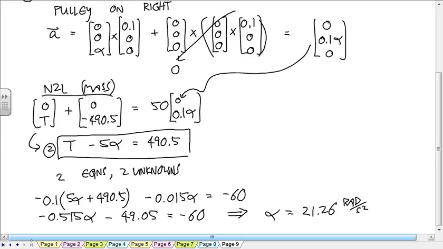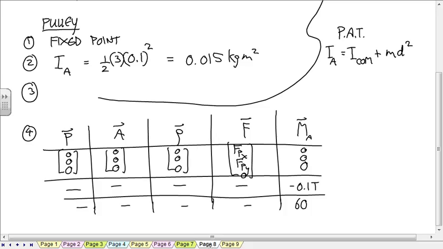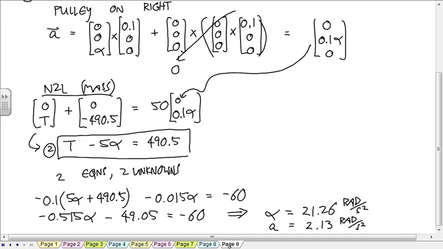So the acceleration is 0.1 times alpha. So 2.13 meters per second squared, which I hope is smaller. We'd expect it to be smaller, but maybe not drastically smaller than in the other case. And 2.19 compared to 2.13. It's kind of cool.